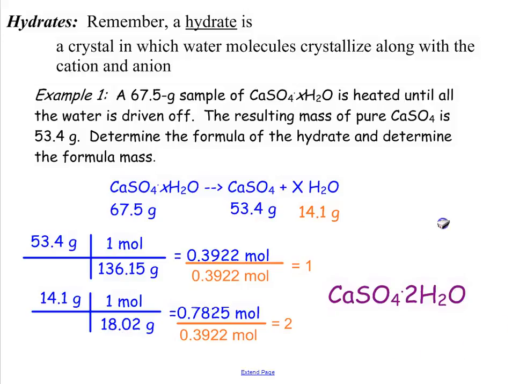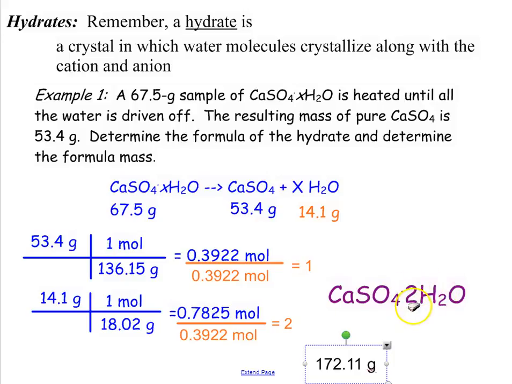And now all I need to do to find the formula mass is the 40.01 calcium and the 32.06 sulfur and the 4 times 16 oxygen and the 2 times 18.02 water. You can do the hydrogens and the oxygens separately if you want. But we end up with a formula mass of 172.11 grams.